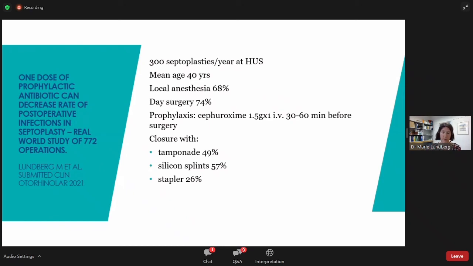26% are closed with staplers, 57% with silicone splints, which is probably the traditional one. And some get tamponades. Very few get only tamponades, I would say. It's mostly combined with splints or sometimes with the stapler.